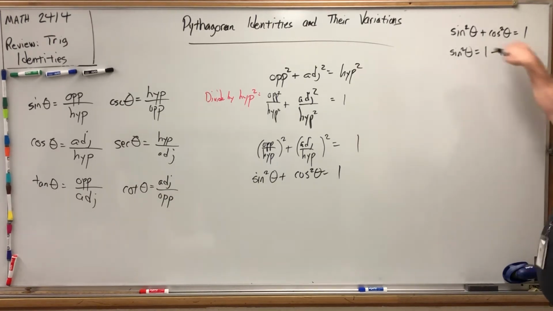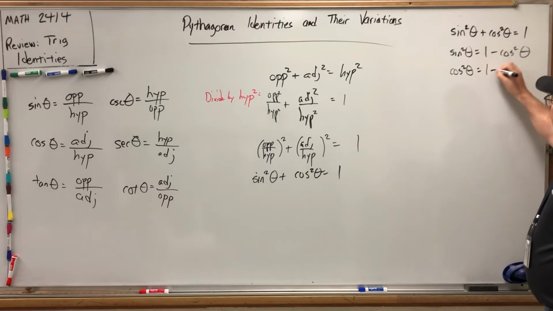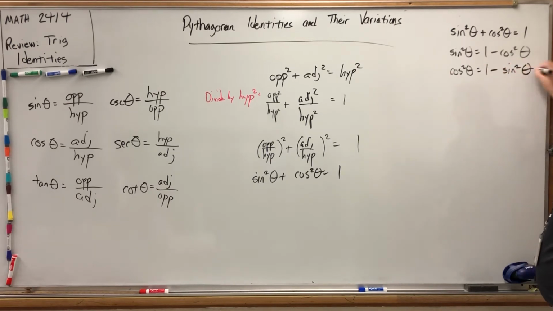Or, if we went back to the original version of this and subtracted sine squared from both sides, we would get cosine squared theta equals 1 minus sine squared theta. Those are the three main variations of this Pythagorean identity. It's just a matter of what you're isolating. You want to isolate the constant, isolate the sine squared, isolate the cosine squared.